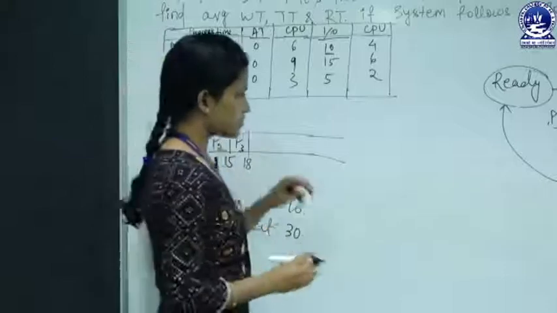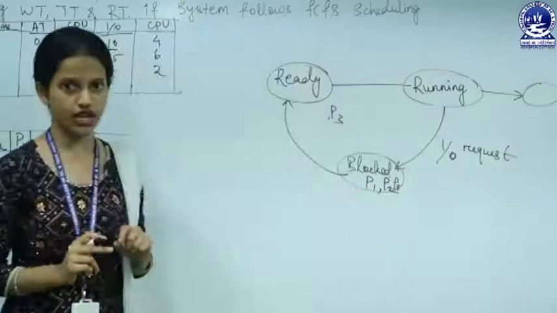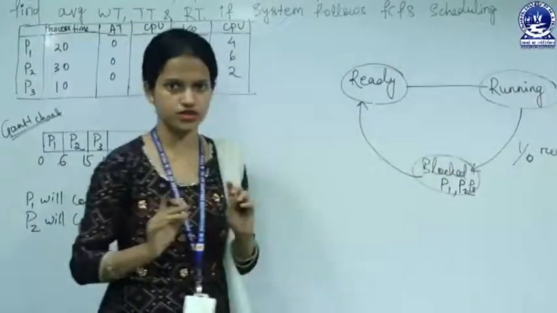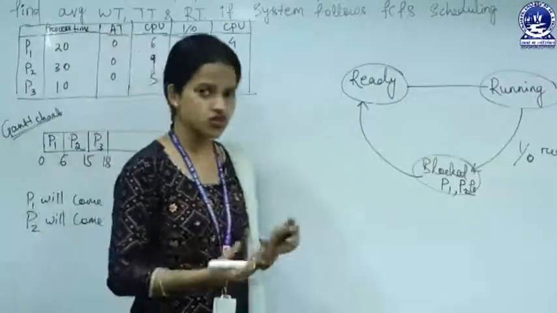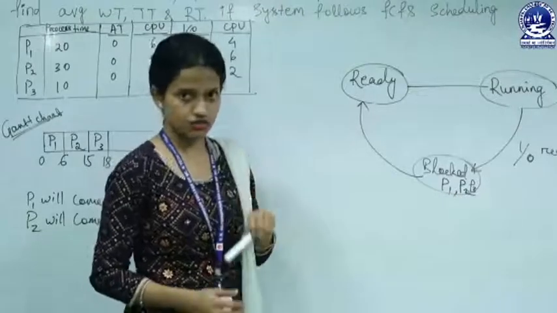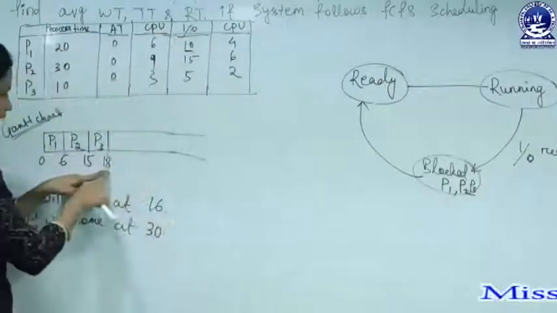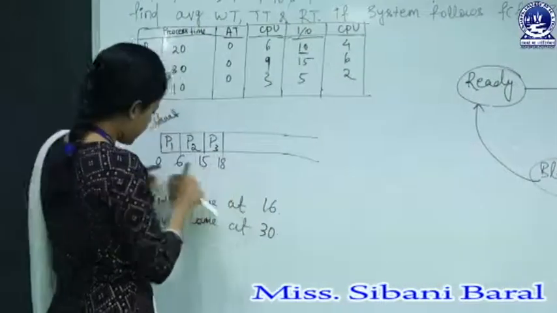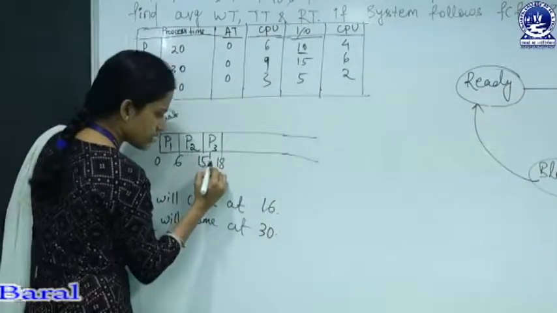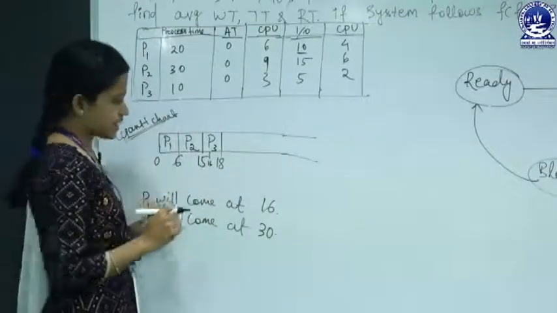And now P3 is within block state. And we have to check, is there any process? So in ready state there is no process here. And we have to check, is there any process which has come back to the ready state? We have to again and again check the time. The time is 18 and already you have written that P1 will come at 16. When the time is 16, P1 already came into the ready state.